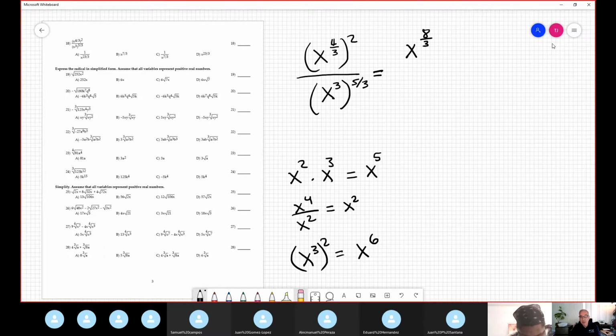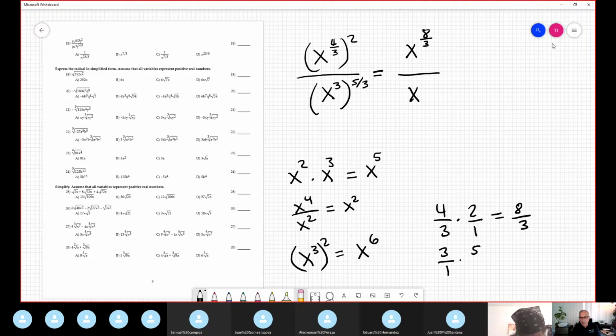Okay, and remember how you multiply fractions. Well, multiplying fractions is super easy. When you multiply 4/3 times 2, 2 is a whole number, you multiply top and bottom. Okay, now in the bottom we have x. Let me check it out. The exponent is 3. 3 is a whole number. 3 over 1 times 5 over 3. If you multiply 3 times 5, 15. 1 times 3 is 3. And 15 divided by 3 is 5.